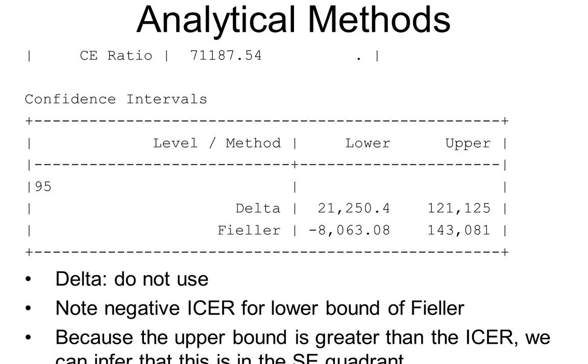And I've shown you the bounds that are reported by Fieller. You can see here that the lower bound is negative. So although the computer will calculate a negative confidence interval, we just talked about negative ICERs. If we look at where this is likely to be, because the upper bound is greater than the ICER, we can infer that this is in the southeast quadrant. In other words, it's cost saving. So I suggest if you get a result like this, reporting the 95% confidence interval as being anywhere from cost saving up to $143,081 per QALY.